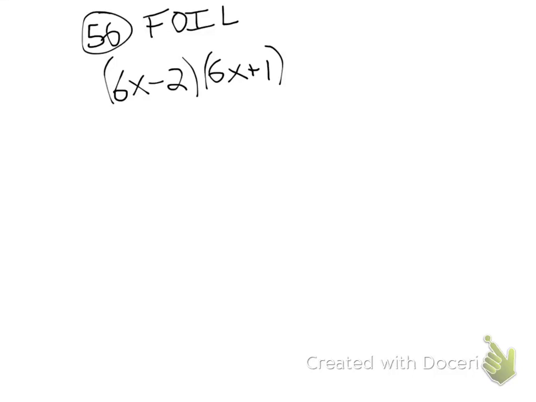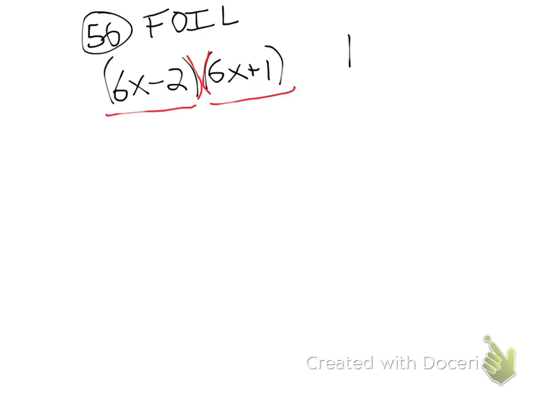So in problem number 56, we have two binomials which are being multiplied together. We know they're multiplied together because it has a parentheses here and a parentheses here. Anytime you have two parentheses next to each other, it is multiplying. So in this one, we have a trick to remember, right?